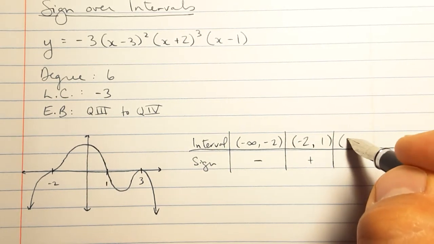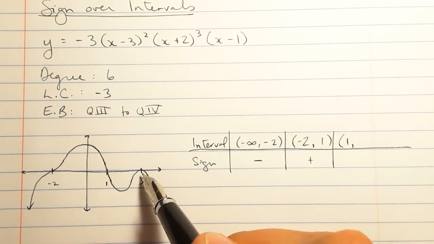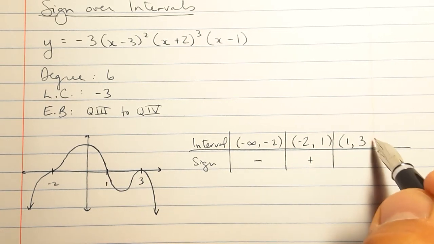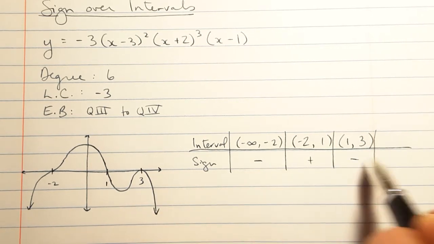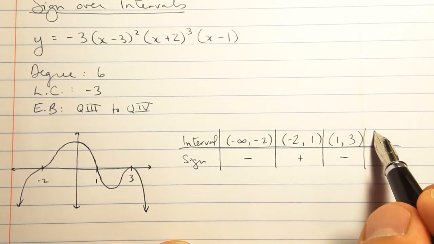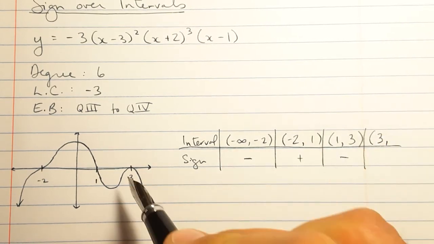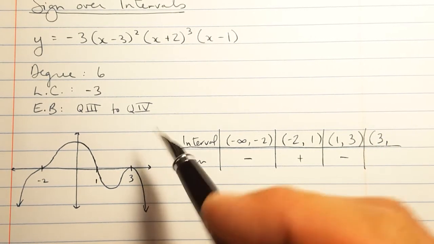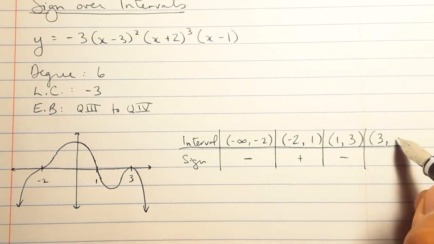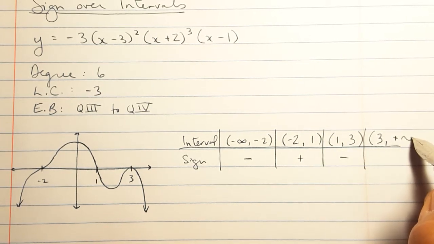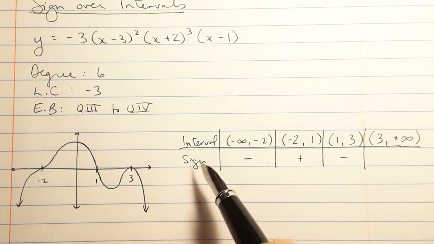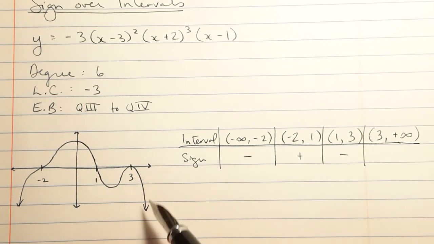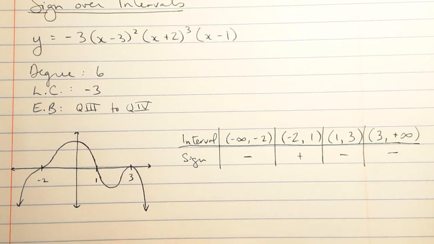We continue from 1 to the next 0, which is at 3. In that interval, the function is negative. And last we go from 3 to, well, there are no more zeros, so we continue to positive infinity. Positive infinity is the x value. We're not worried about the y values there. The sign, that's where we'll see the y values. Those are all negative y values.